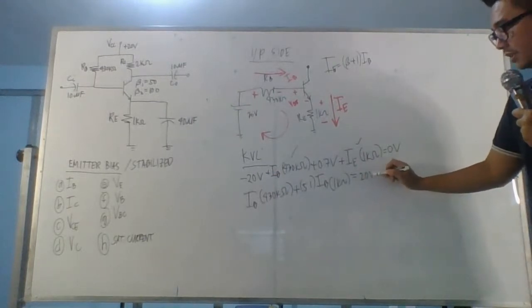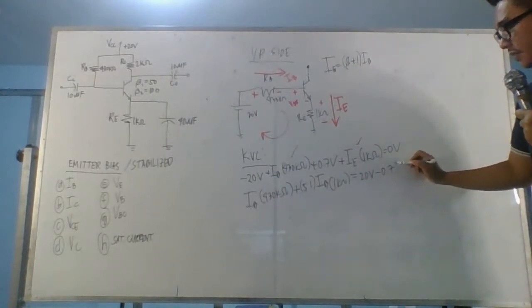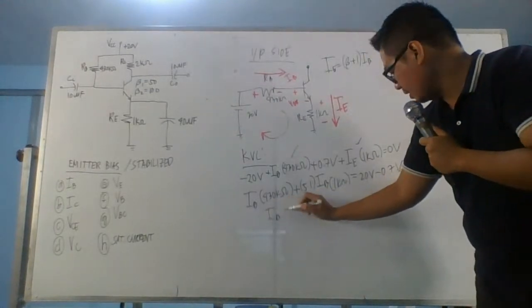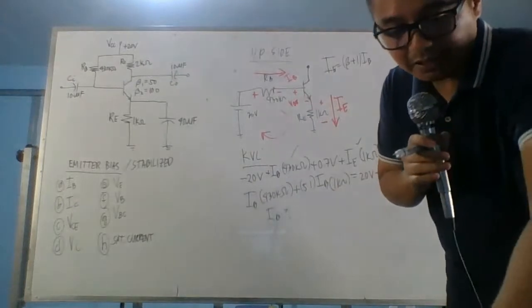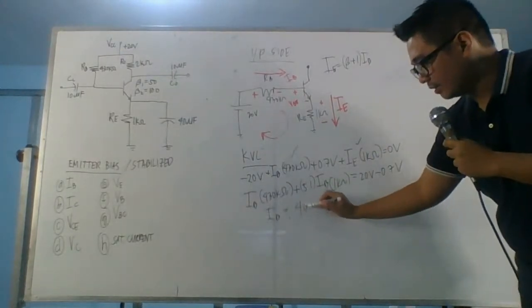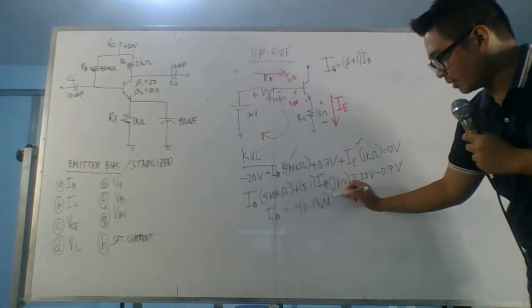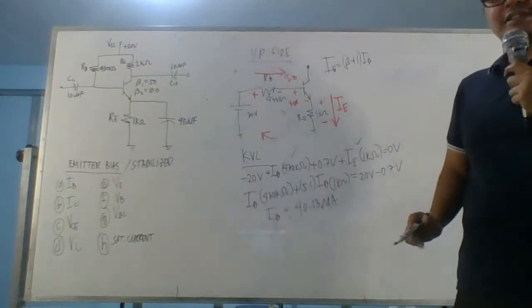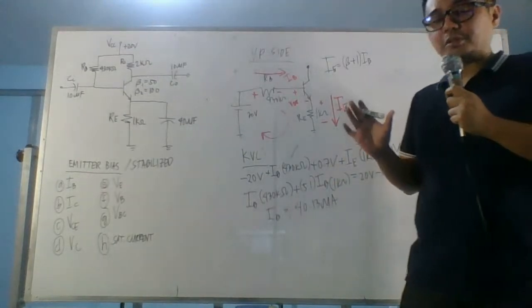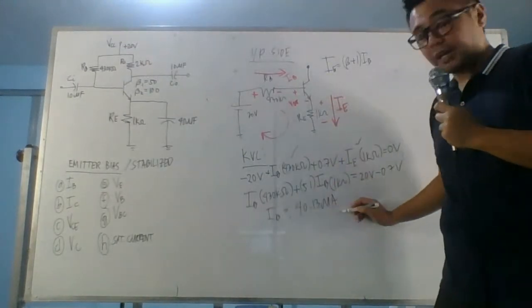So, we have 20 volts minus 0.7 volt. And then we have I sub B equals, so ika-calculate ko na siya ng direct na, no? So, we have 40.13 microamperes. Okay? So this is our I sub B. Again, ang I sub B should be expressed in terms of microamperes.